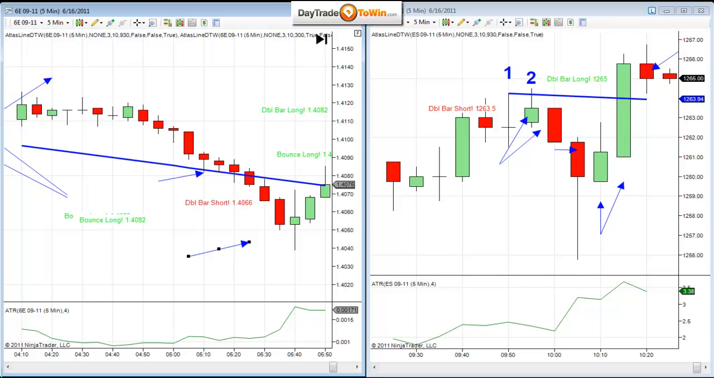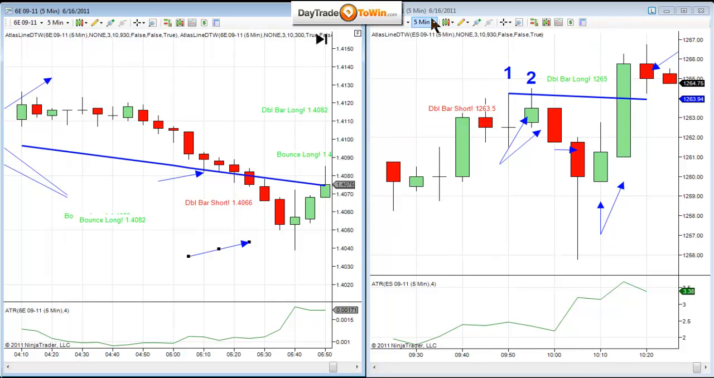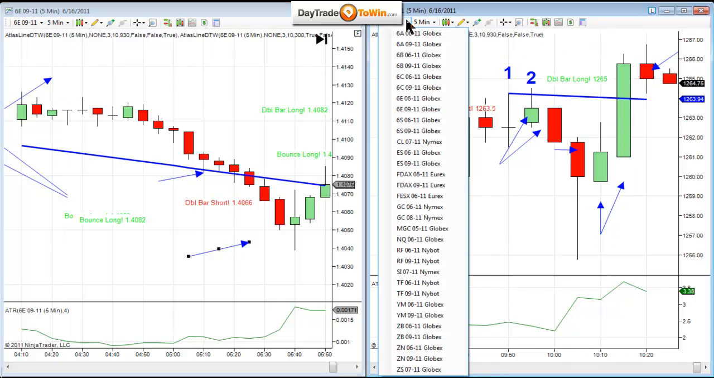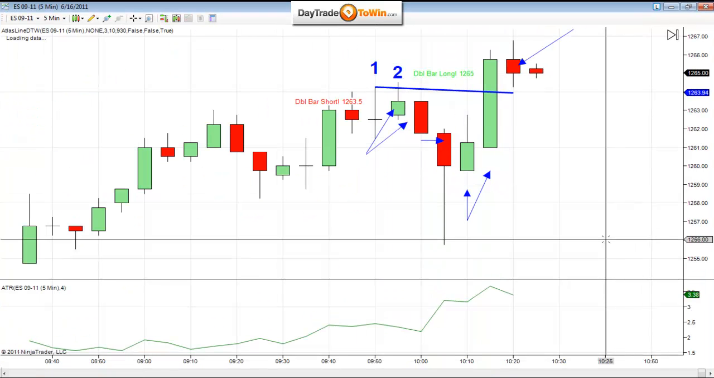You got it, Dennis. Let's take a look at the DAX. Somebody had a question on the DAX. The DAX is going to be FDAX. Let's take a look at what the DAX looks like today on the Atlas line.